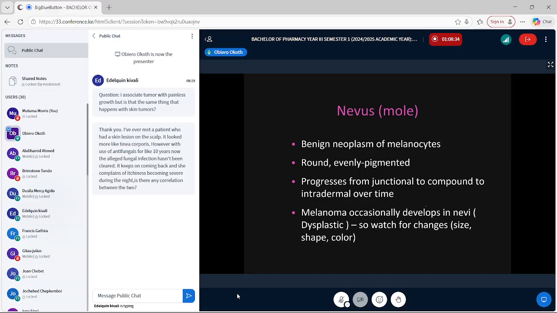They're normally round and evenly pigmented, and then they progress down. As they go down, they mature. Now, is this a neoplastic lesion of the melanocytes? We can have melanoma developing from a nevus, the so-called dysplastic nevus.